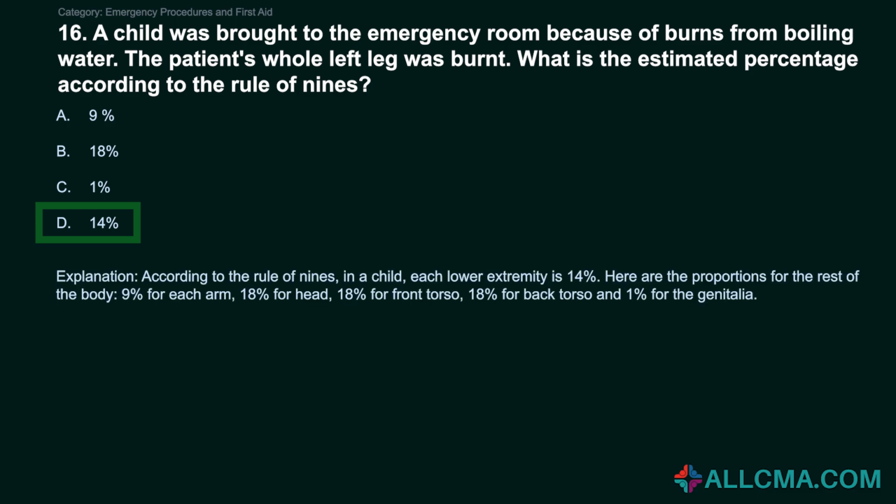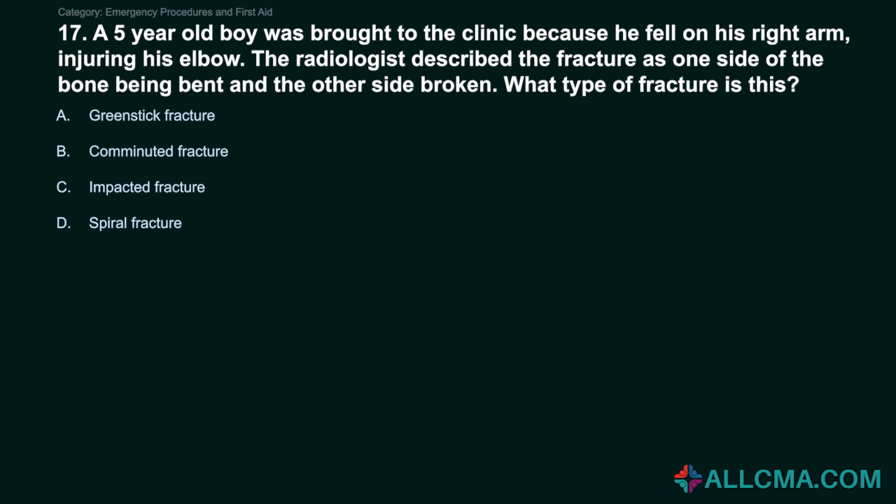According to the rule of nines, in a child, each lower extremity is 14%. Here are the proportions for the rest of the body: 9% for each arm, 18% for head, 18% for front torso, 18% for back torso, and 1% for the genitalia.